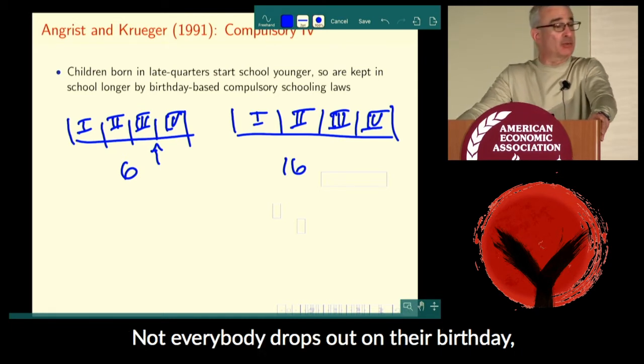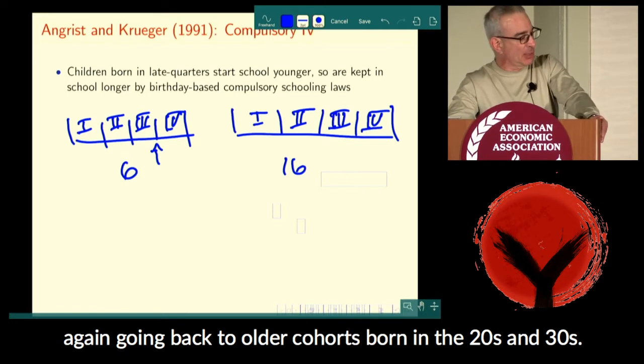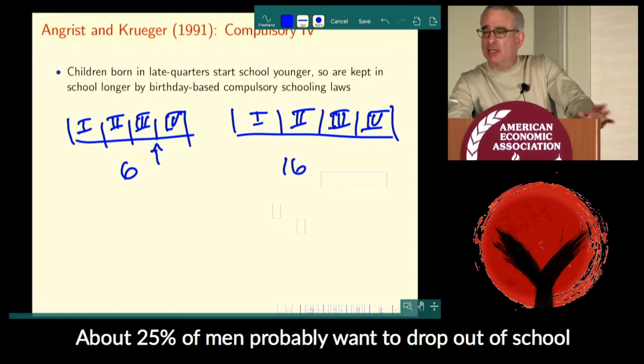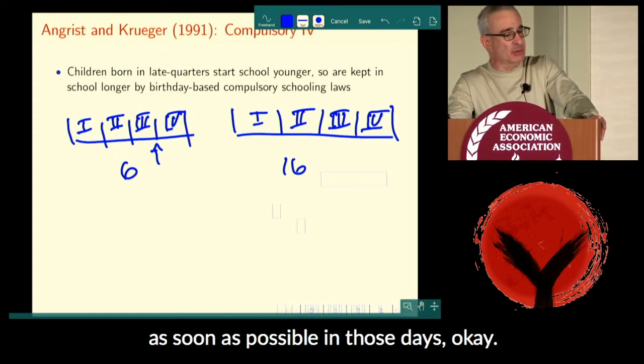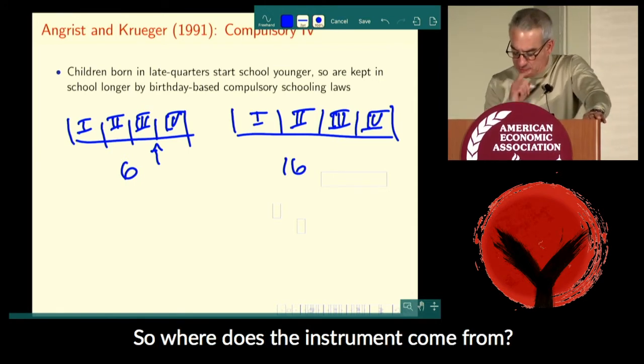Not everybody drops out on their birthday, but a lot of people do. Again, going back to older cohorts born in the 20s and 30s, about 25% of men probably want to drop out of school as soon as possible in those days. Okay, so where does the instrument come from?